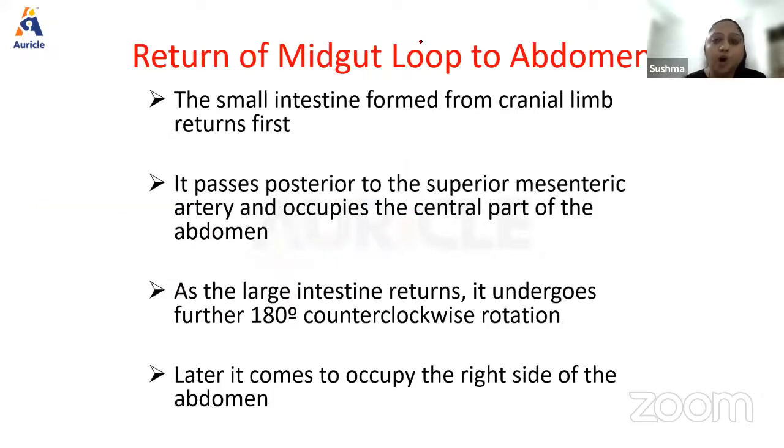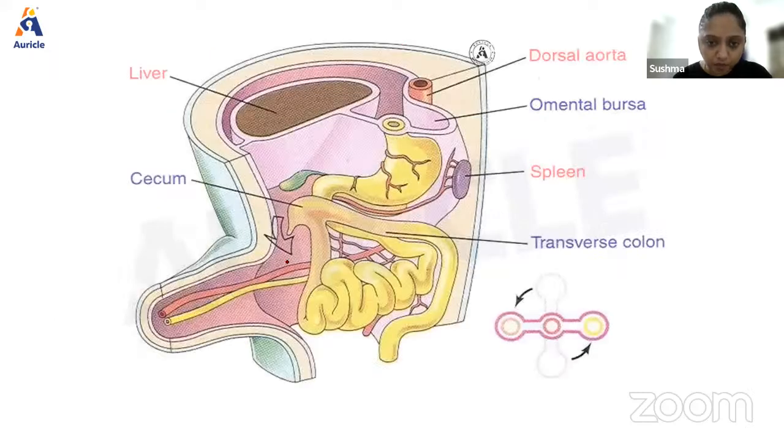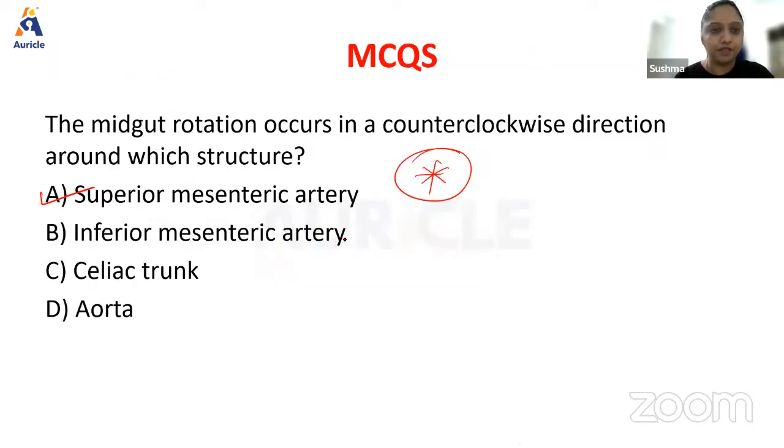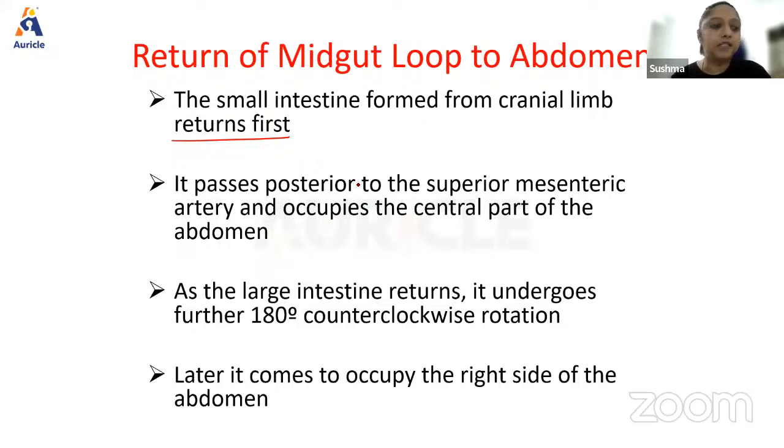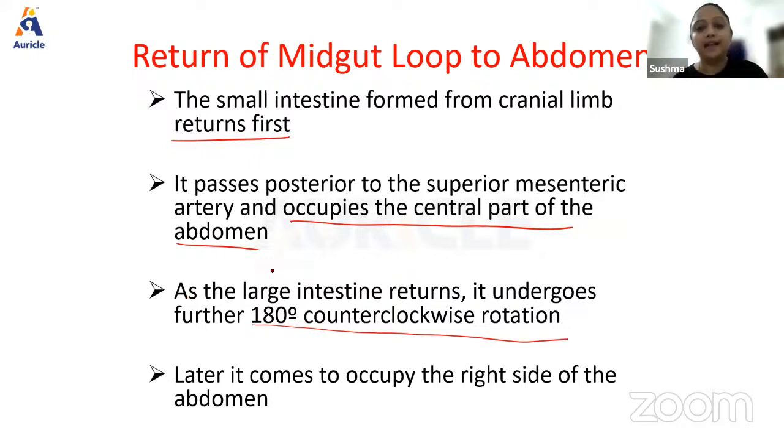Next, the small intestine formed from the cranial limb returns first. As you can see, the small intestine, which is formed from the cranial limb, has returned first. Then it passes posterior to the superior mesenteric artery and occupies the central part of the abdomen. Then the large intestine returns. It undergoes a further 180 degrees of counterclockwise rotation. It basically uncoils itself, and that comes to occupy the right side of the abdomen.